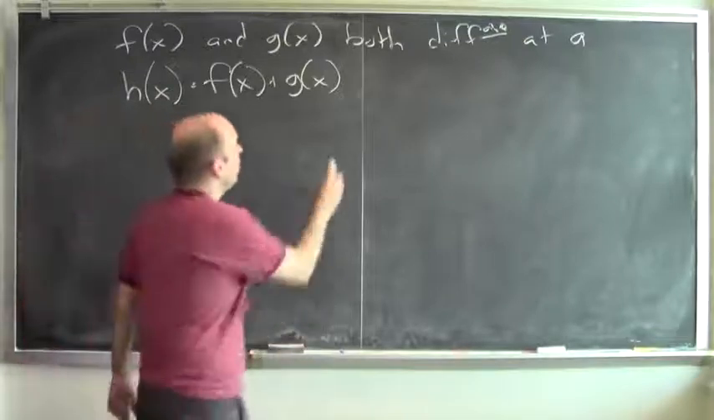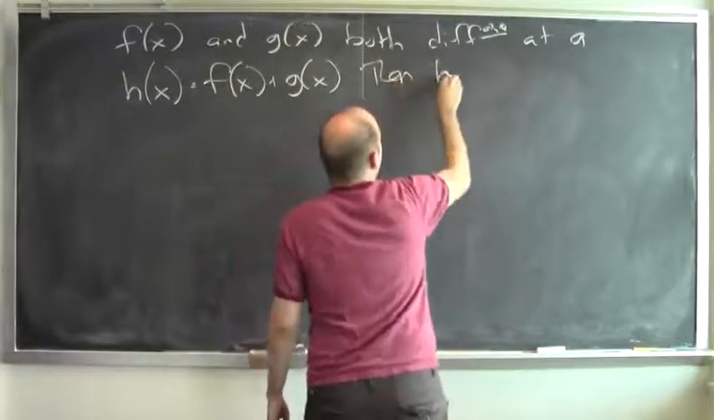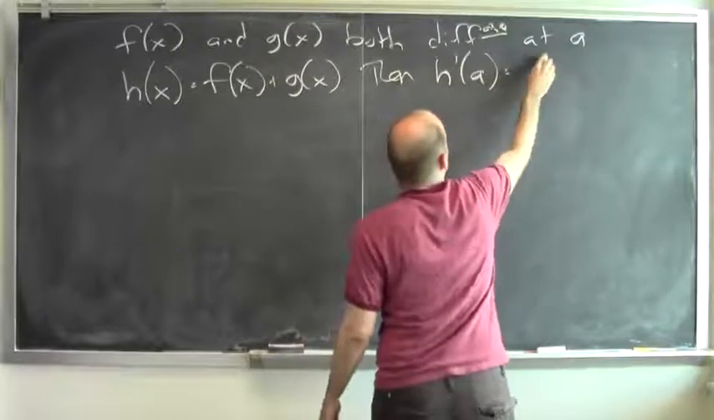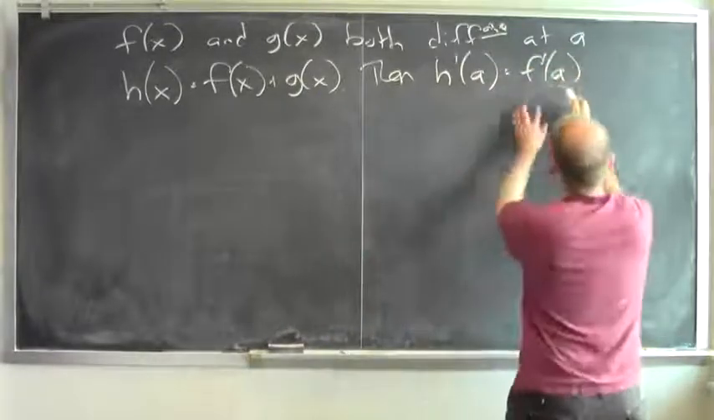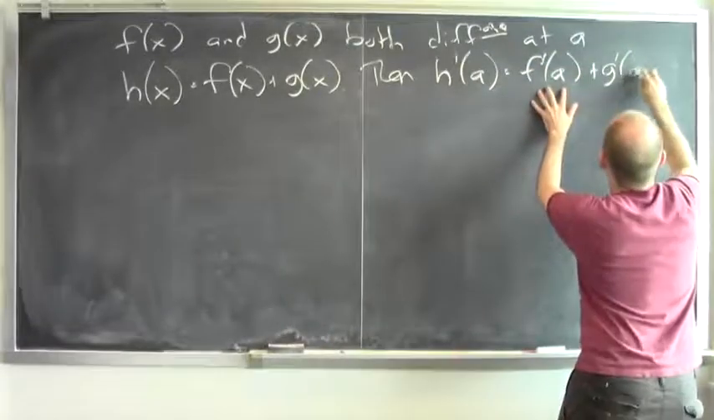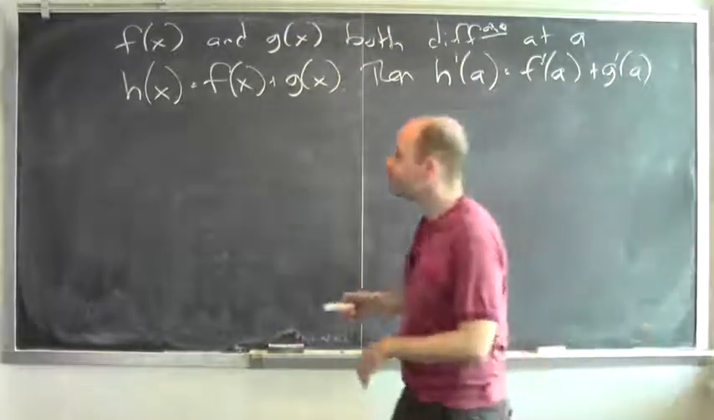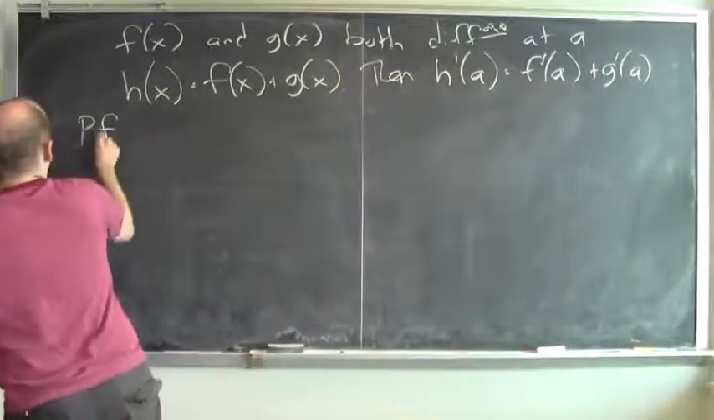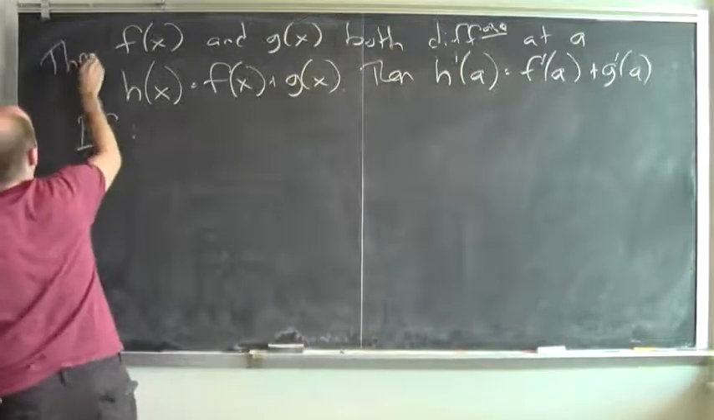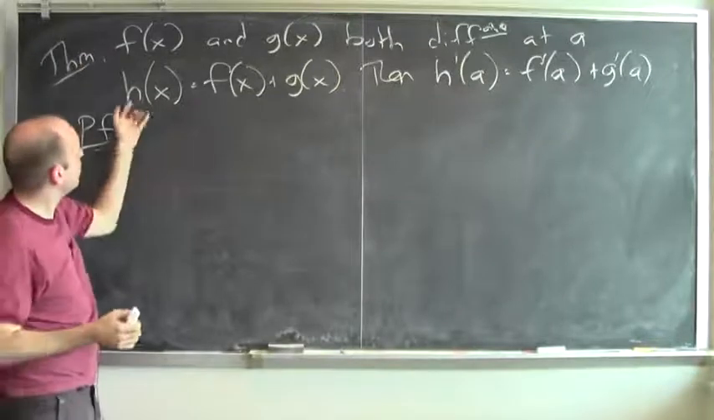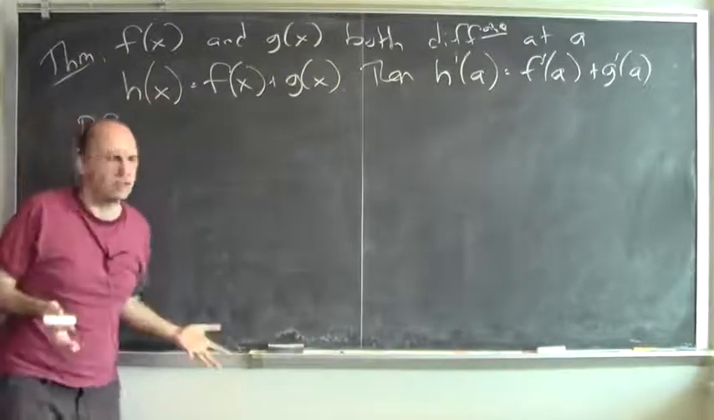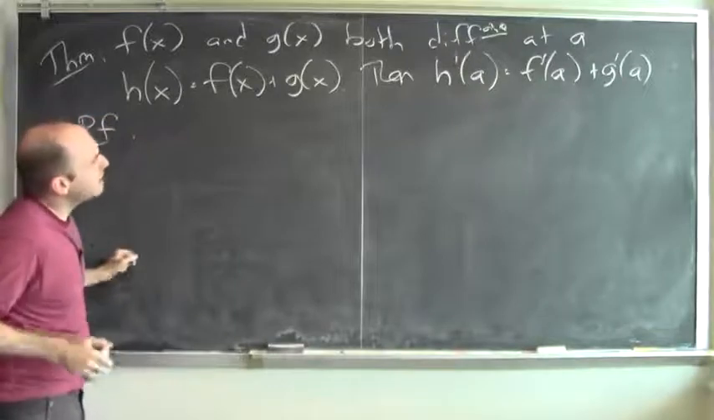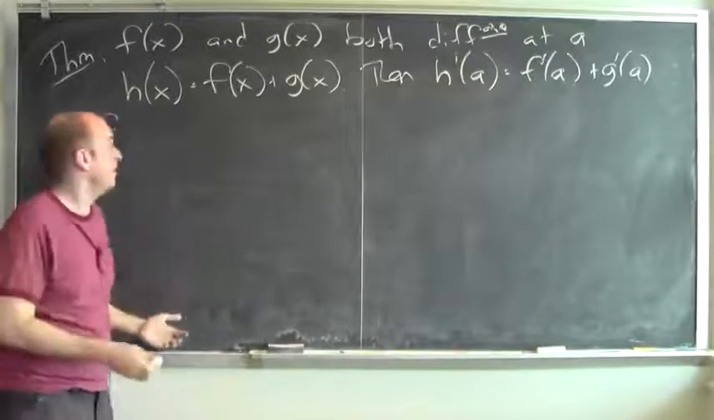Right? So that's a new function that I build from f and g. Now here's the conclusion. Then h prime of a is just the sum of the derivative of f at a and the derivative of g at a. Now to prove something like this, this is really a theorem that tells me how to compute the derivative of a sum of functions. And how do I prove something like this? Well, I just go back to the definition of derivative.